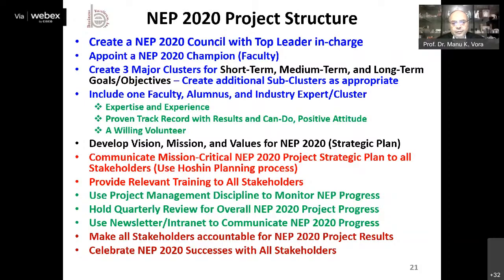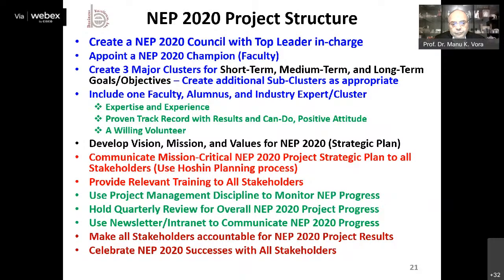Now, as a starting point, all the teams at the highest level need to develop the vision, mission, and values for NEP 2020. That's part of the strategic plan. And communicate the mission-critical NEP 2020 strategic plan to all stakeholders. And I've shown that we can use the Japanese method of Hoshin Planning, which is management by planning, and I'll share that with you in the next slide.